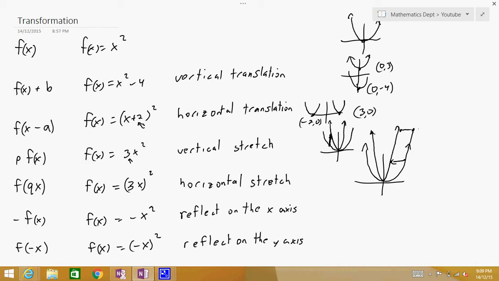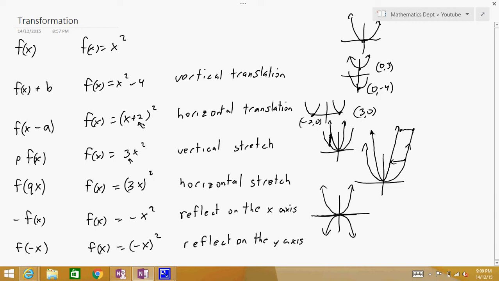The next transformation we're going to look at is a reflection on the x-axis. If the negative is on the outside, what it does is it changes your function from this. Now we're going to be reflecting on the x-axis, and it's upside down.